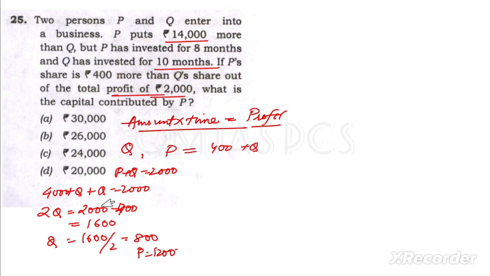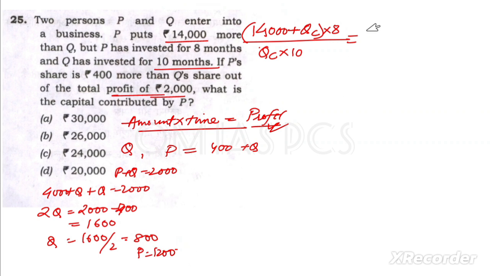Fine. Now, why is it important? Because on the right hand side it is the profit ratio, so we have to find that one. Now, P put 14,000 more than Q. Let's consider Q's contribution as QC. So P is equal to 14,000 plus QC, the contribution of Q, multiplied by 8, divided by QC multiplied by 10 months, since Q has invested for 10 months. The ratio is first P, then Q.